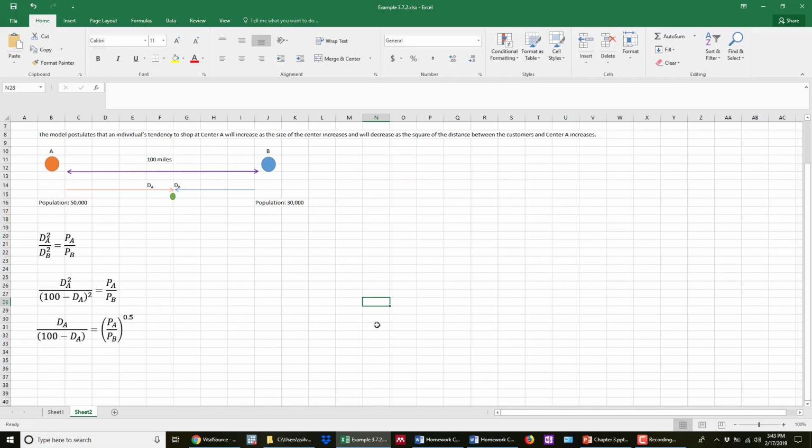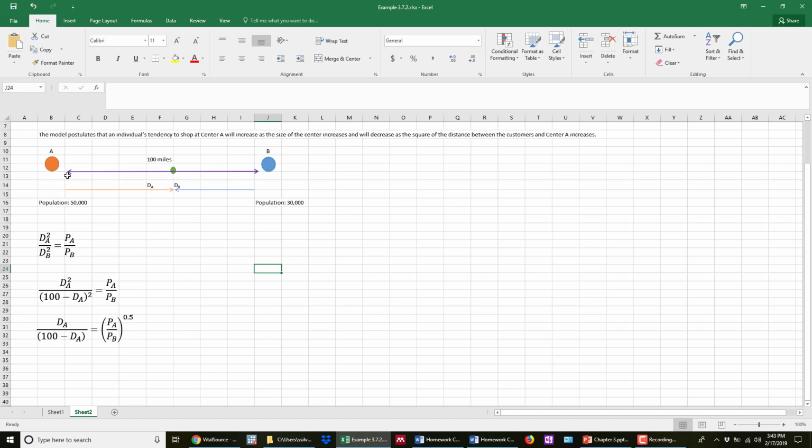Here, I organized this information in an Excel file. This is city A and this is city B. The distance between the two cities is 100 miles. There is going to be a point here such that everybody to the left of this point will buy stuff in A, and everybody to the right of this point will buy stuff in city B.